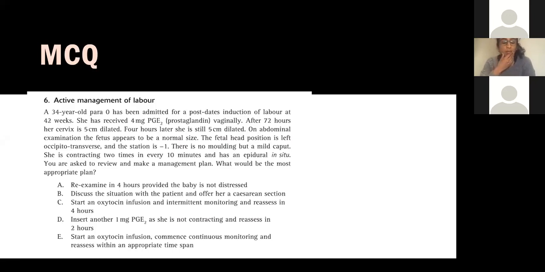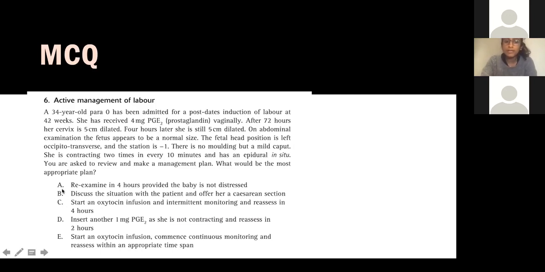Even after 72 hours, her cervix is 5 centimeters dilated, and 4 hours later she's still not progressed. And she's a nullip. You want her to progress at least 2 centimeters every 4 hours. So she's basically failure to progress, and you wouldn't re-examine her again in 4 hours. She needs some active intervention, essentially active management.